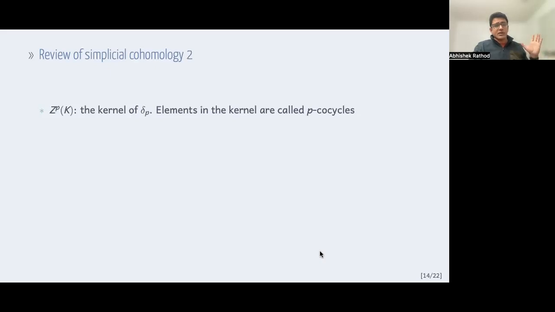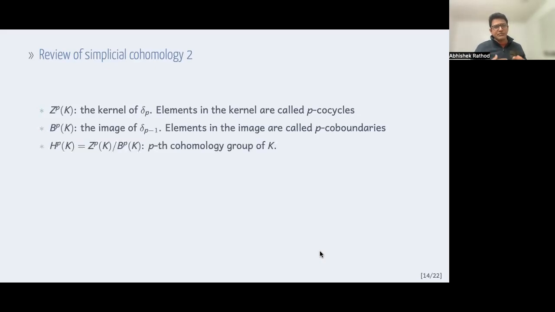Continuing from the last slide, the kernel of the map delta p is called the pth cocycle group of K, and it's denoted by Z^p(K). The elements of this kernel are called the p-cocycles of K. The image of the map delta p-1 is called the pth coboundary group of K, and it's denoted by B^p(K). The elements of the coboundary group are called p-coboundaries. The p-cohomology group of K is obtained by taking the quotient of C^p(K) by B^p(K).